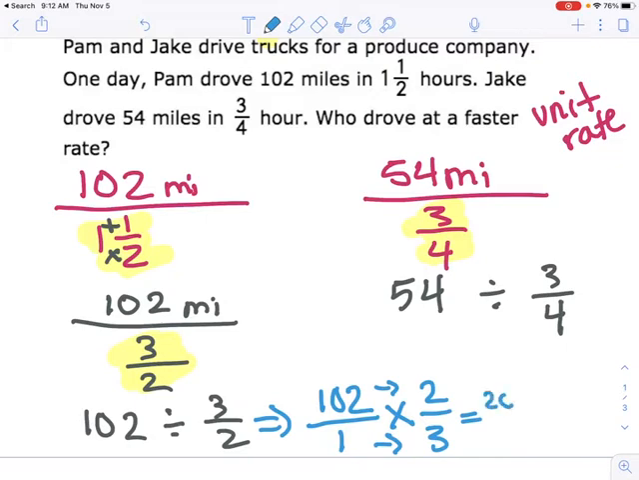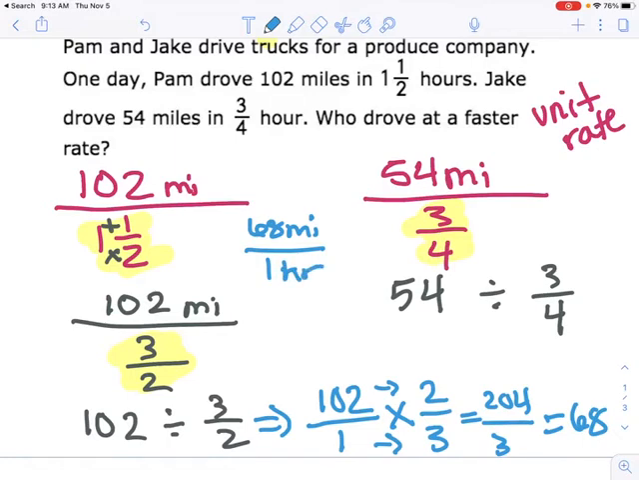102 times 2 is 204. 3 times 1 is 3. Actually divide these out. 204 divided by 3 is 68. So Pam is driving 68 miles per hour.